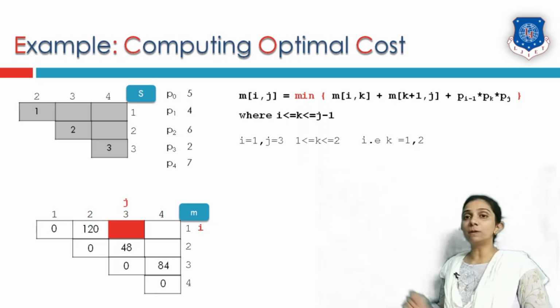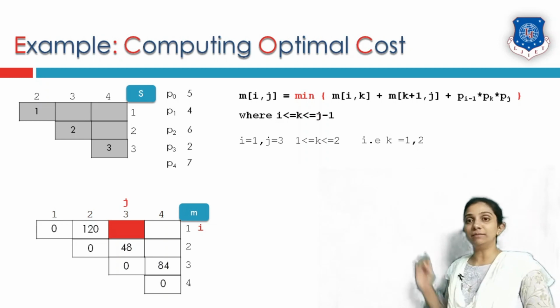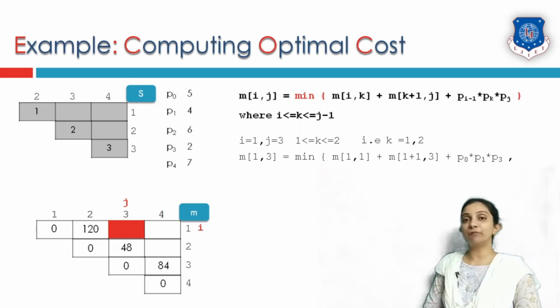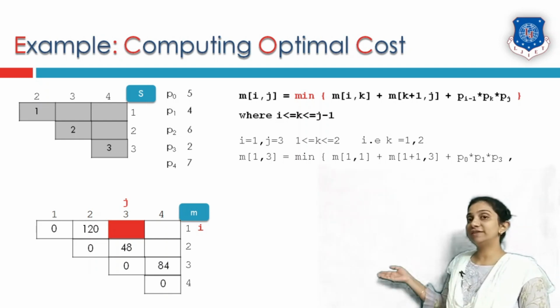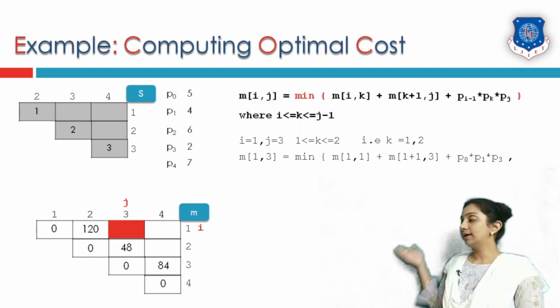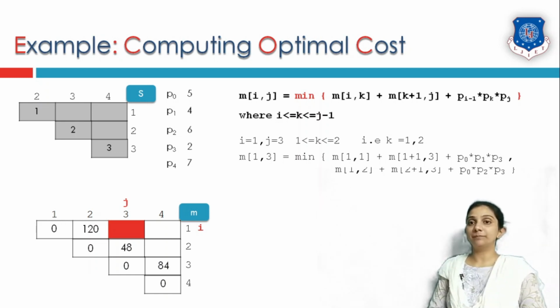So there are two possibilities of k. k can be either equal to 1 or k can be 2. So here we have more than one value of k. So here it will become m of 1 comma 3 is equal to minimum of m of 1 comma 1, that is i comma k, and k plus 1 comma j, that is m of 1 plus 1 comma 3, that is m of 2 comma 3, and the last term will be p of 0, p of 1 and p of 3.